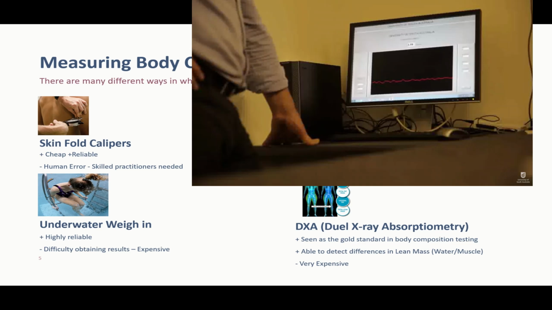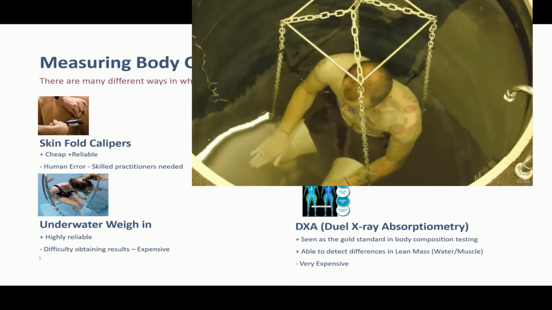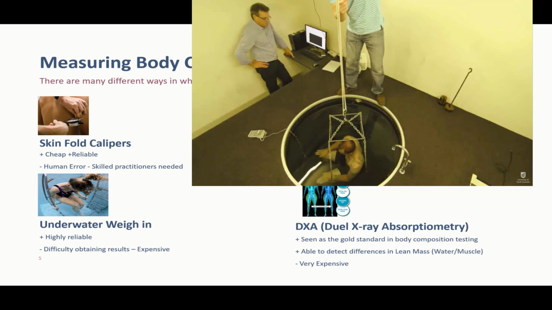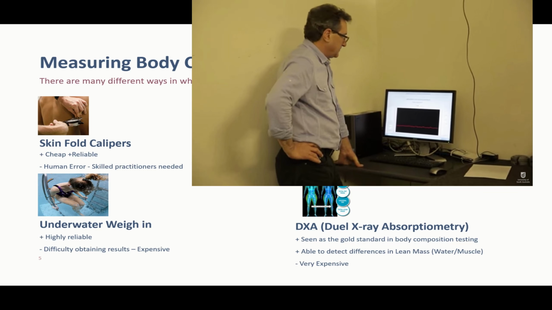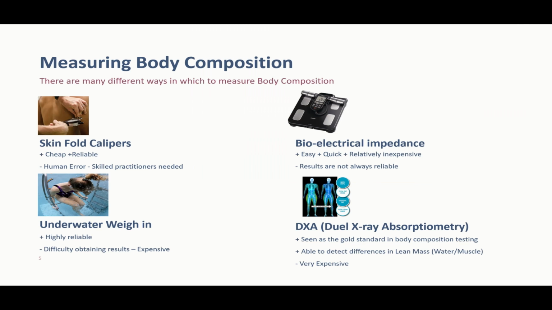This is actually, or was considered, the gold standard in body fat composition measurements. However, that has since been replaced with the DEXA scanner, which we'll talk about in the next one. It is quite difficult to obtain these results because it requires the participant to be able to stay underwater for a given amount of time, completely evacuating all of the air out of their lungs so that a true body density can be weighed.